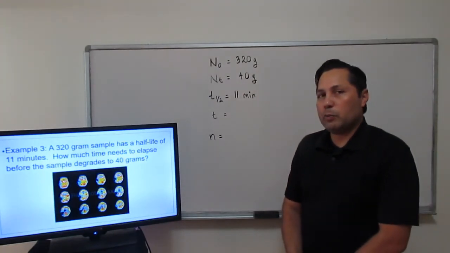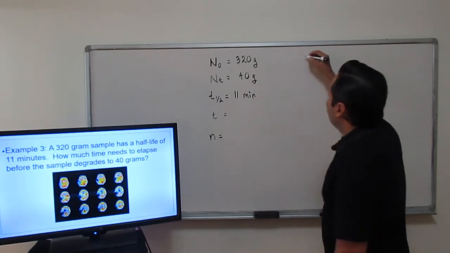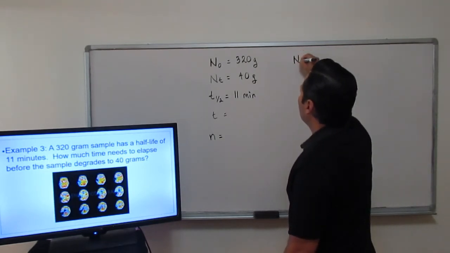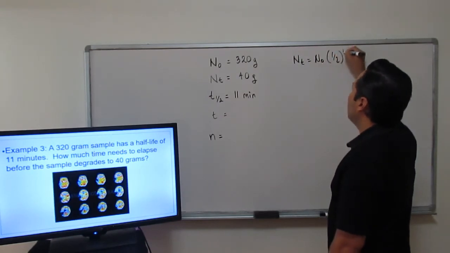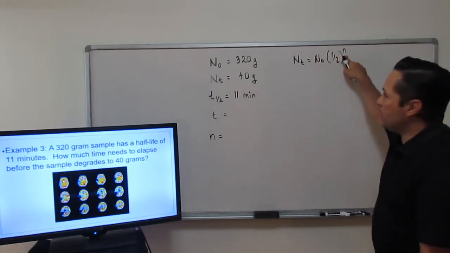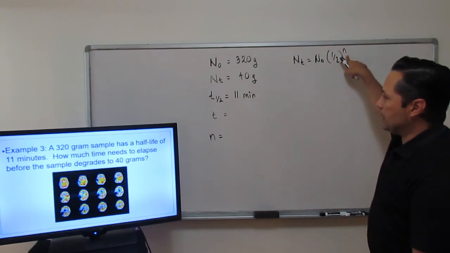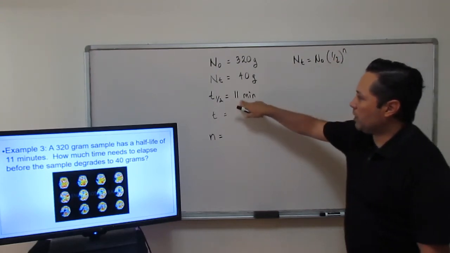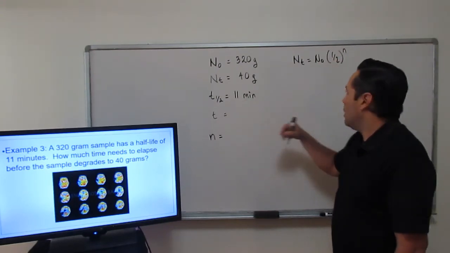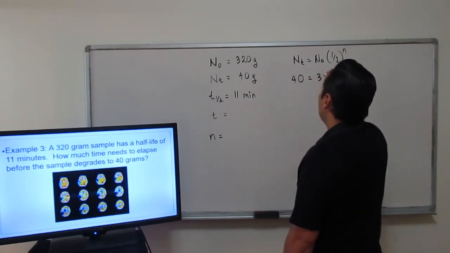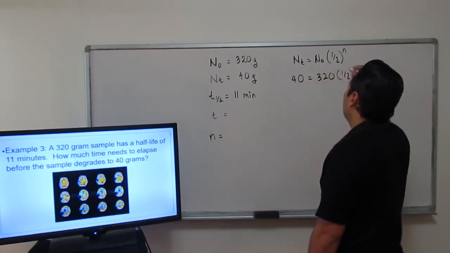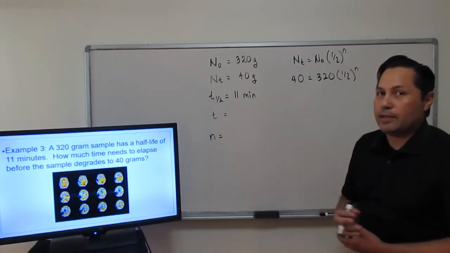Now, let's talk a little bit of math. I'm going to go ahead and solve it. So here's our formula again. And what I need to get is that n right there. And once I have the n, I can multiply it times the half-life to get the time. Alright, so you start working on it. The 40 goes here. 320 goes there. And now all you got to do is isolate the n.